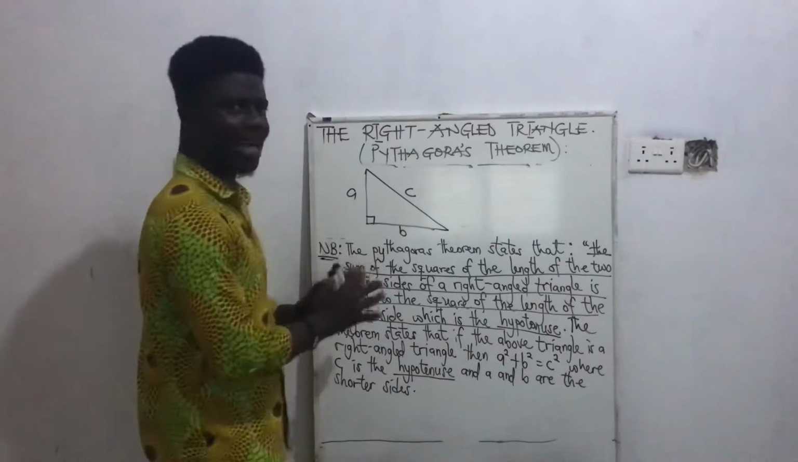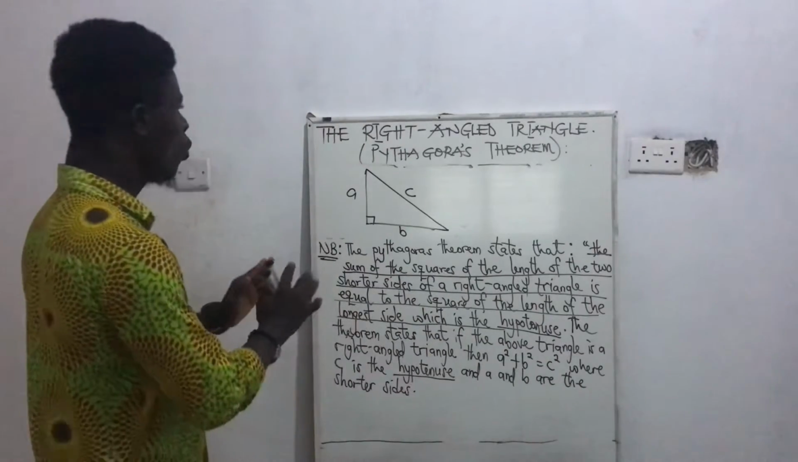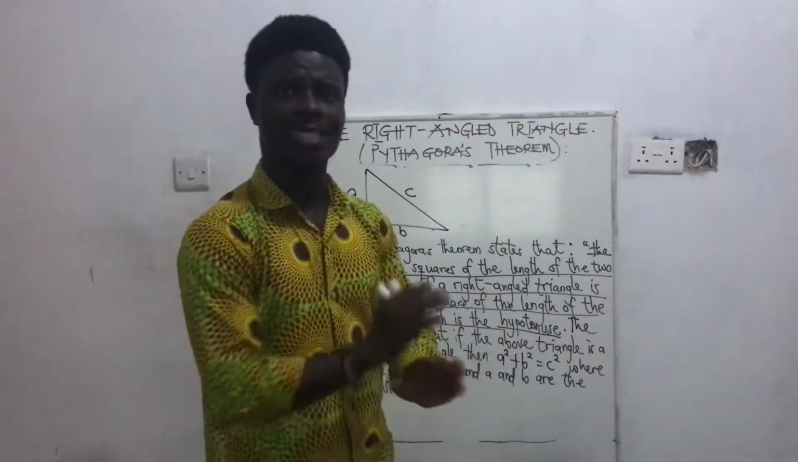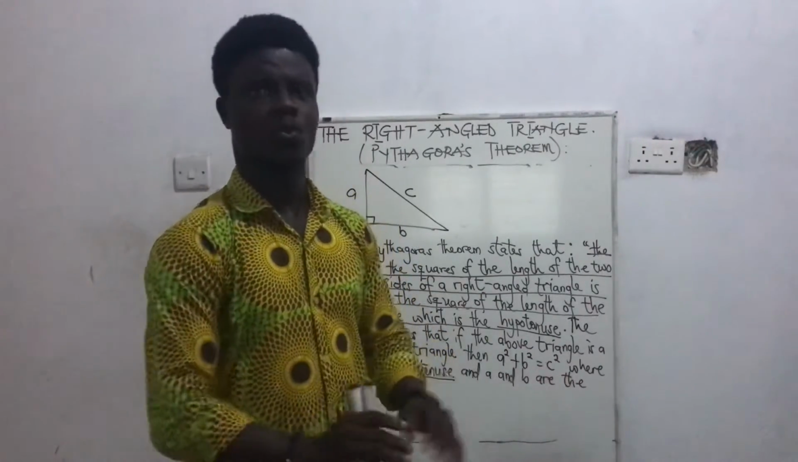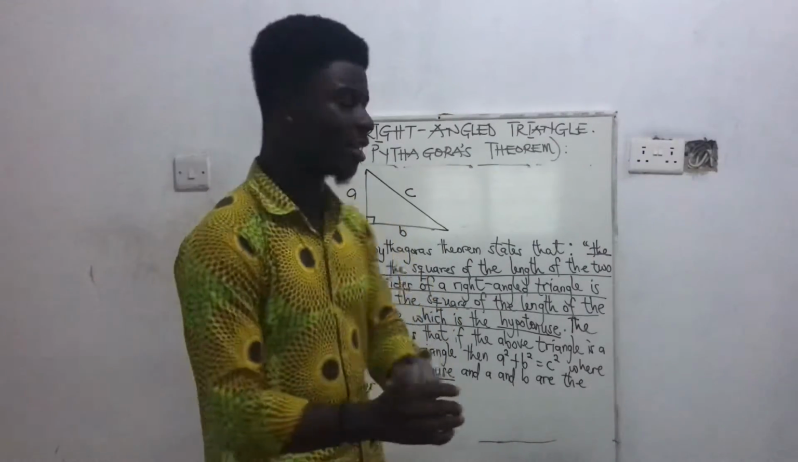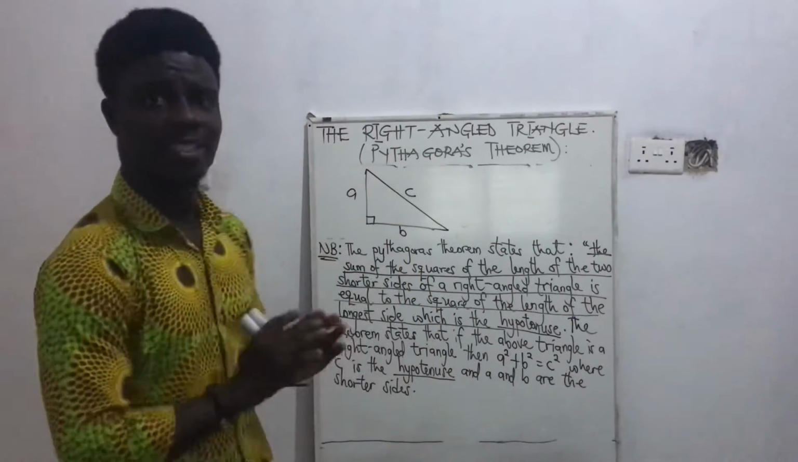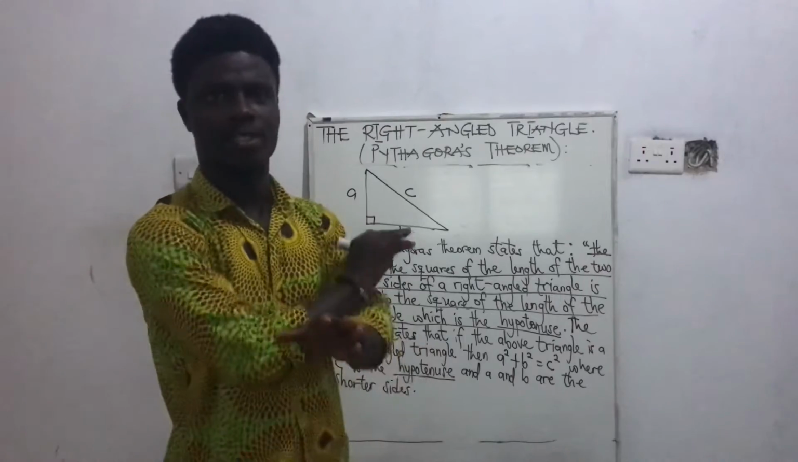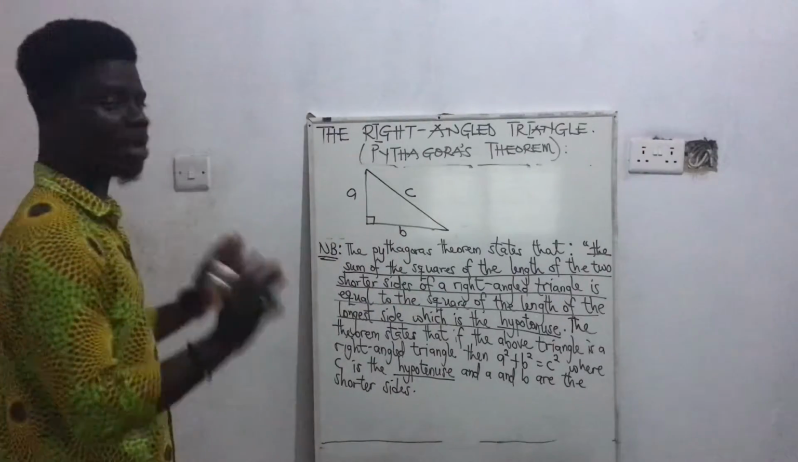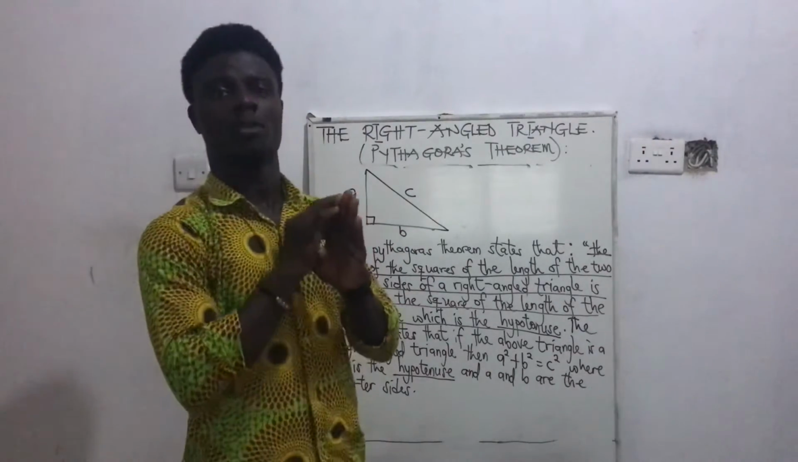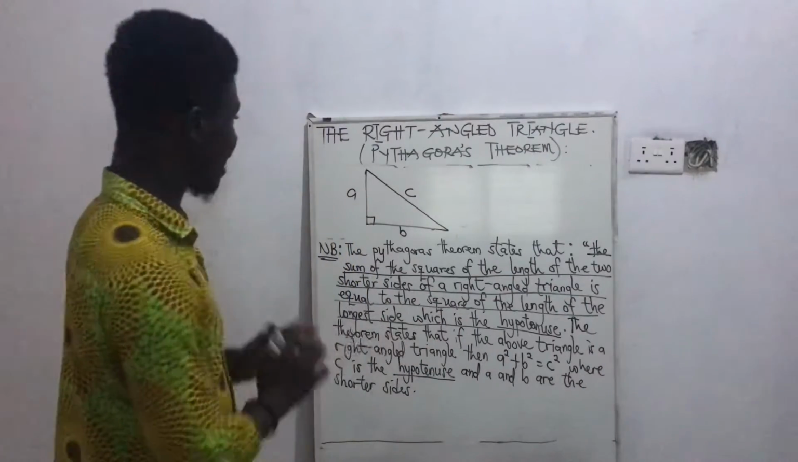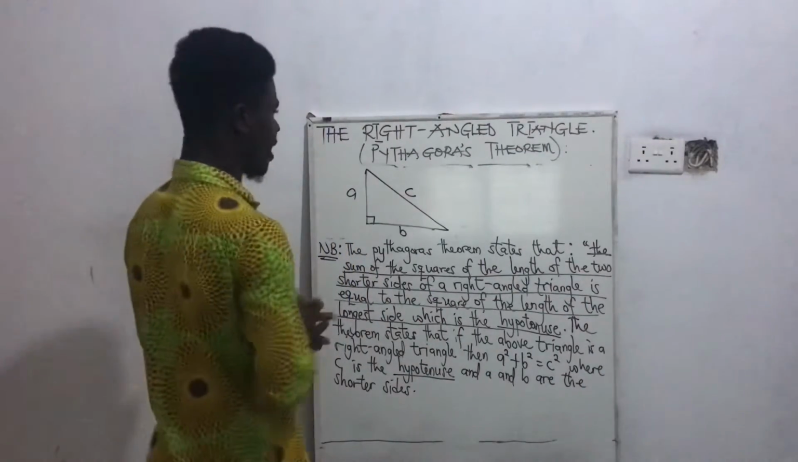So a right angle triangle is a triangle whose angle is up to what? 90 degrees. It's a type of triangle whose measure is 90 degrees. So that's a right angled triangle.